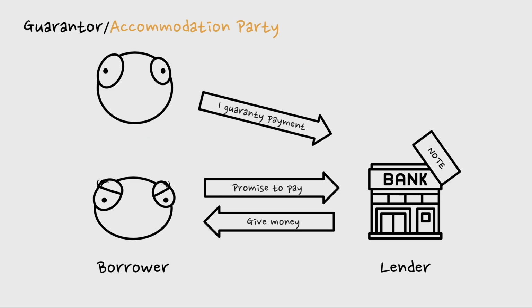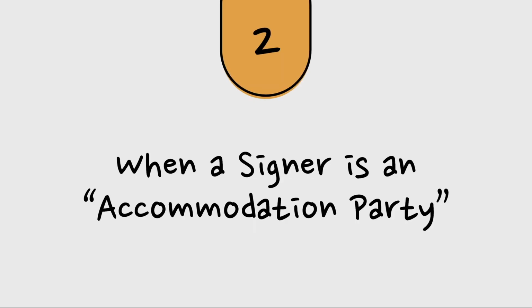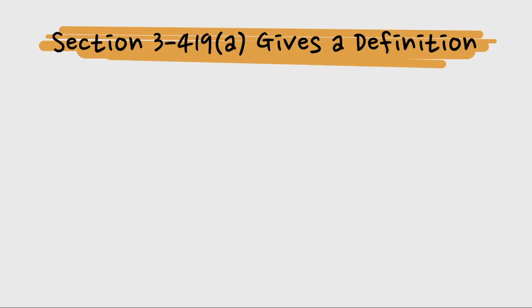So here, we know now he co-signed the note. That makes him the accommodation party. And what Article 3 calls Barb is the accommodated party. She's the one who has been accommodated by Bob's guarantee. And so here, when a signer is an accommodation party, in other words, when is that and what does that look like? So if we look at Section 3-419(a), it gives us a definition.